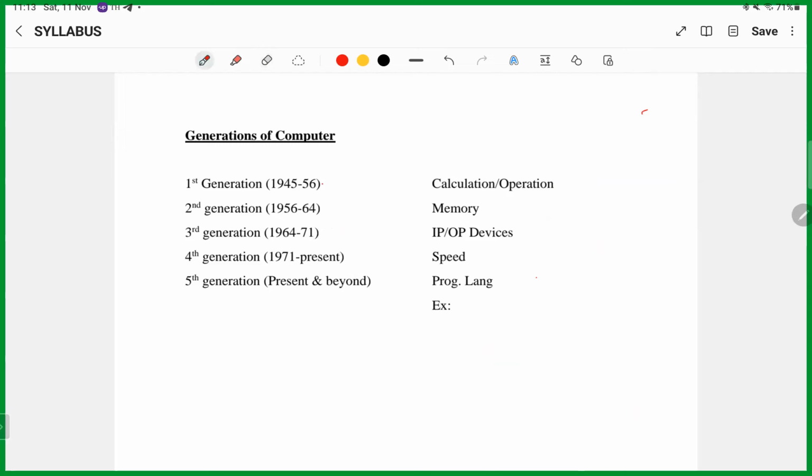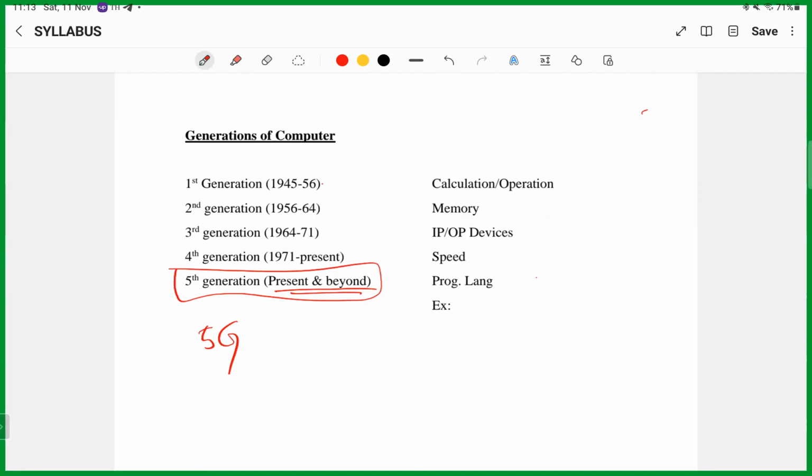Okay. Fifth generation. For the calculation and operation, I have written "present and beyond", which means the continuing part. The user fifth generation, 5G as we call it, is nothing but fifth generation. You might have upgraded your phones to 5G generations. That is a generational improvement in the mobile technology.